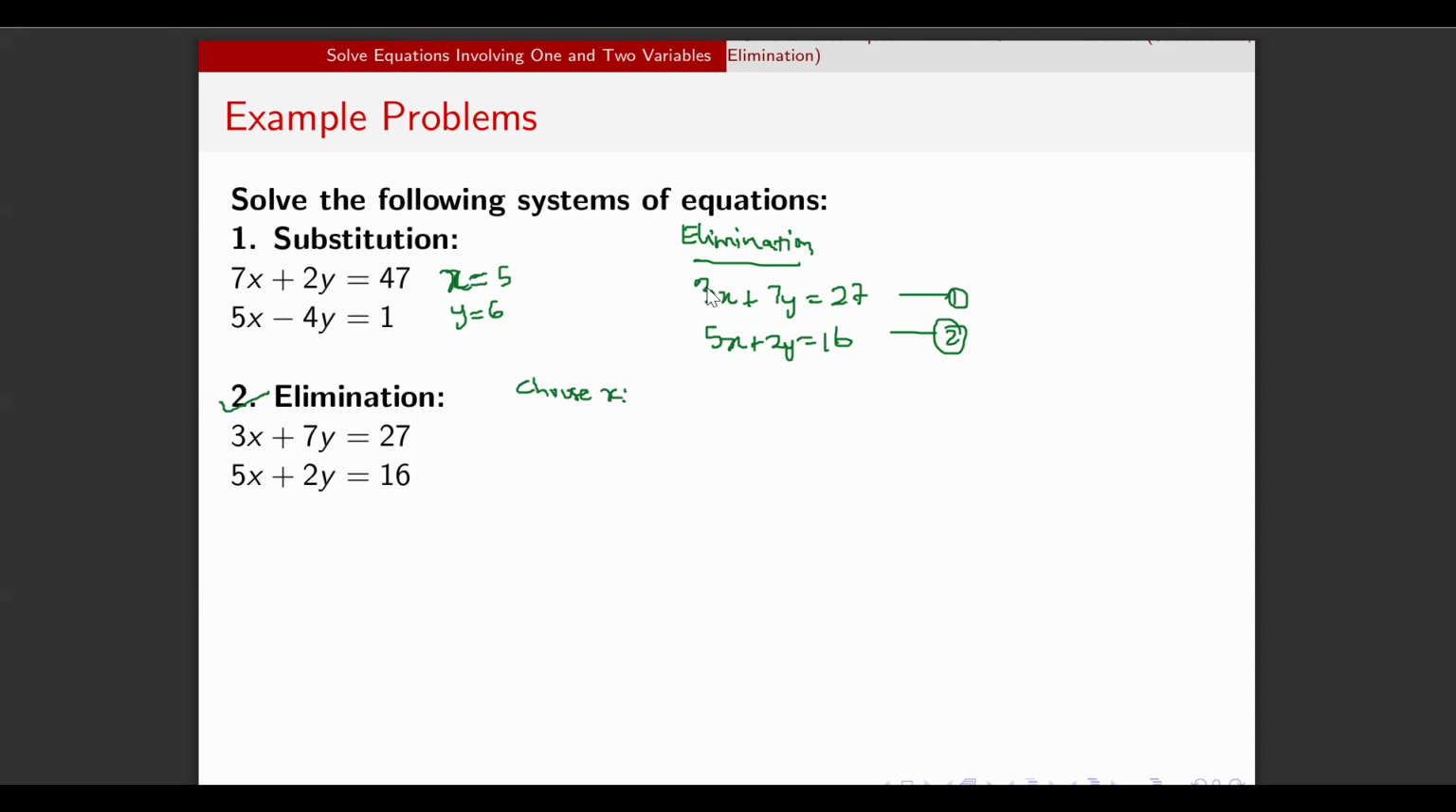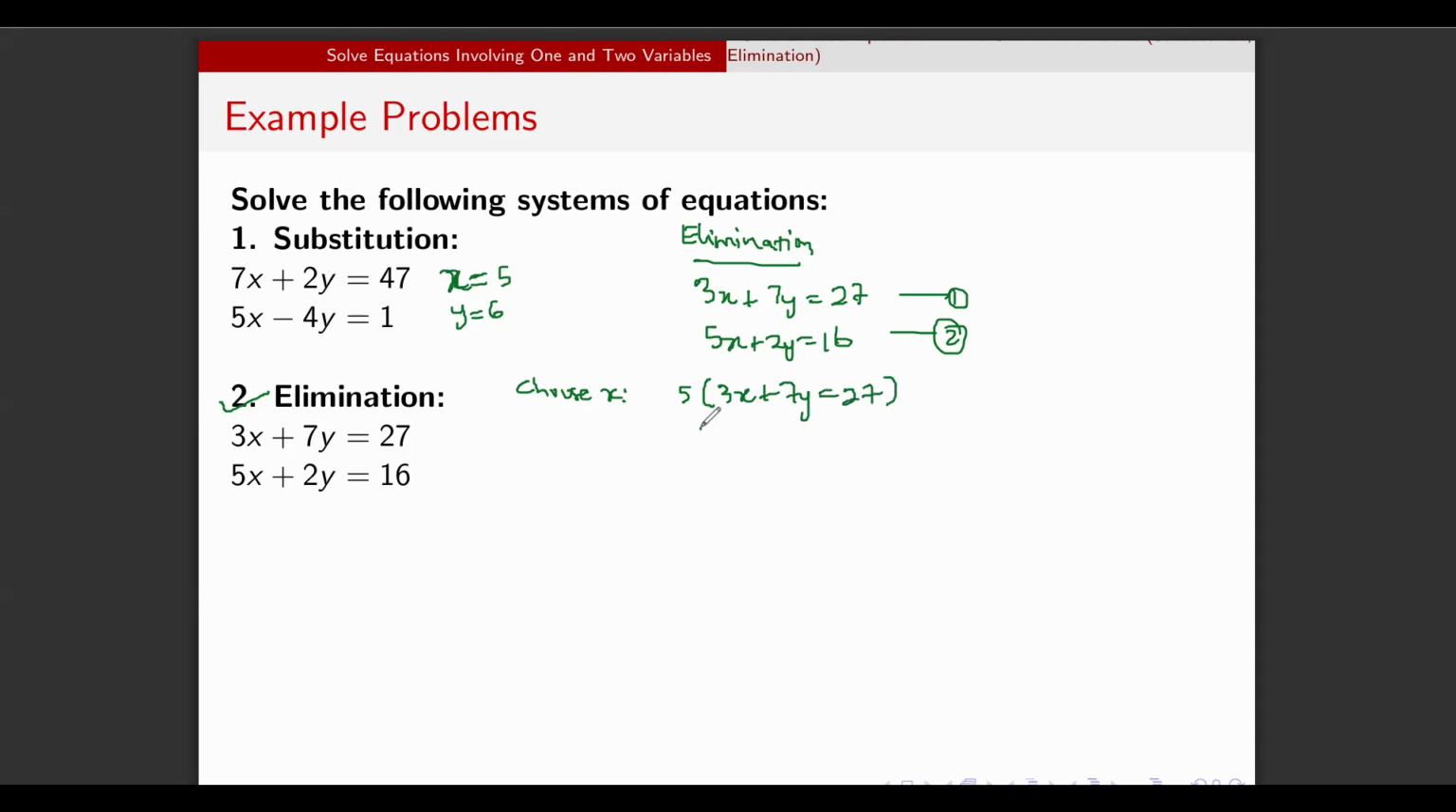If I multiply 3 by 5, I get 15. If I multiply 5 by 3, I get 15. So then I can make them to have a coefficient of 15, 15. So let me do that. But once I'm multiplying this one by a particular number, I must multiply through all the terms also by that same number. So I'll say that I'm going to multiply through equation 1 by 5. The whole of equation 1. So 5 times everything in equation 1, 3x plus 7y equals 27.